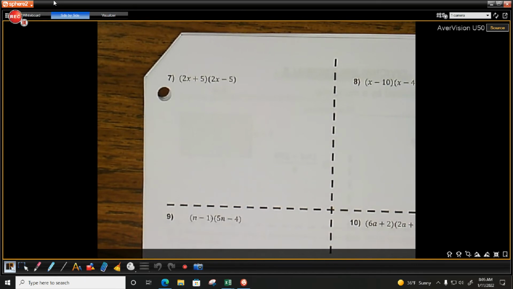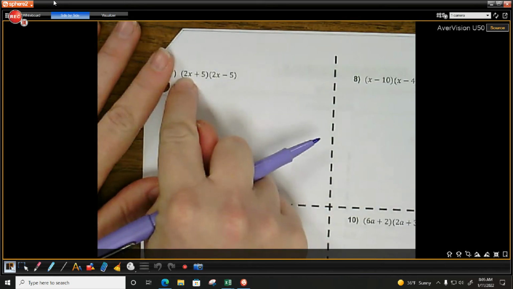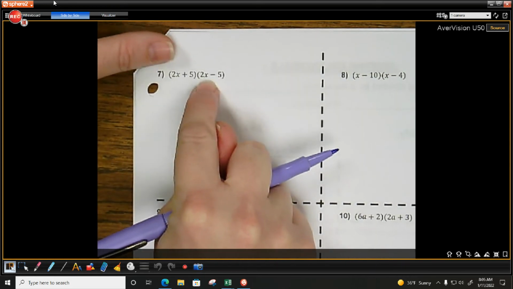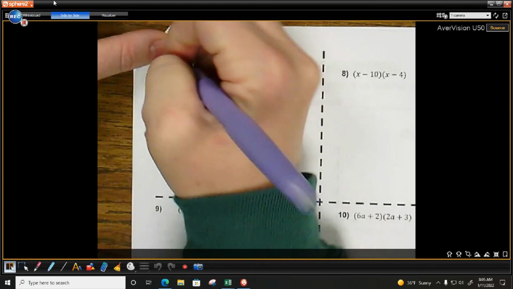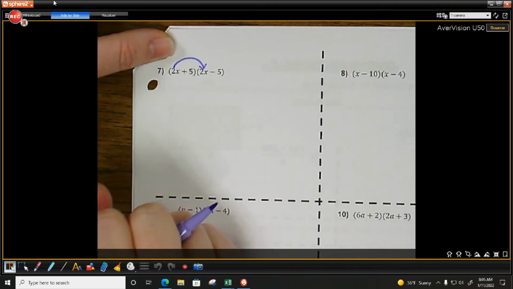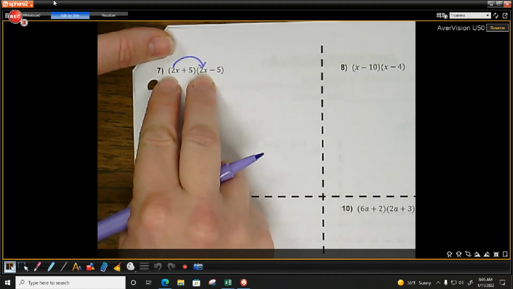If you choose this method, please, please, please draw your distribution arrows because we're distributing 4 times, so you should have 4 arrows, okay? So I'm going to take my 2x, my first term, and multiply it by the first term in my second parenthesis. I'm distributing it. What's 2x times 2x? 4x squared. 2 times 2 is 4. X times x is x squared. So 4x squared.